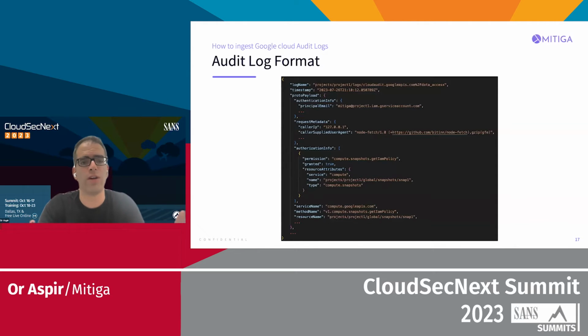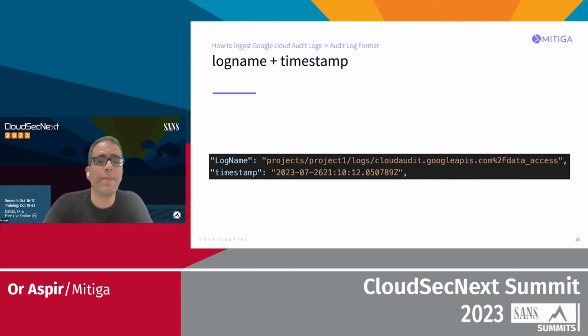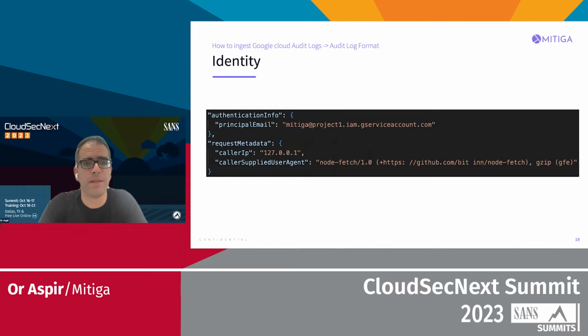So this is how the log looks. I removed all the dynamic parts, which are different for every API, and let's focus on specific critical information inside the audit log. First, log name and timestamp. In the log name, you will see which type of log it came from. Here you can see at the end that this is a data access log that came from project one, along with the timestamp of when the action happened.